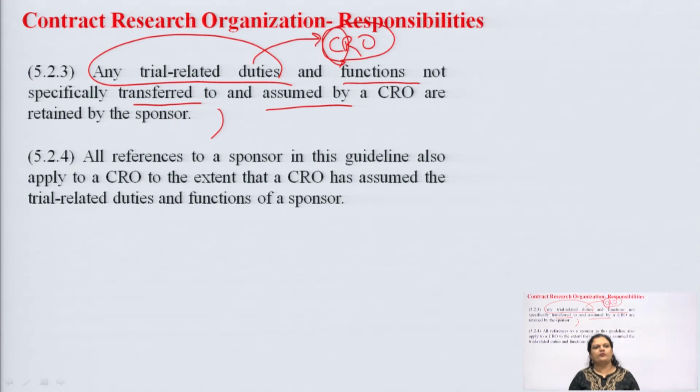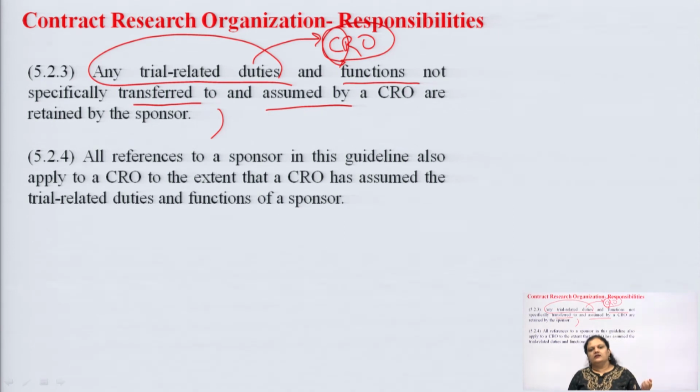Next is 5.2.4, all the references. References means the bibliographic sources, the drug-related information sources. All references to a sponsor in this guideline also apply to a CRO to the extent that a CRO has assumed the trial-related duties and functions of a sponsor.